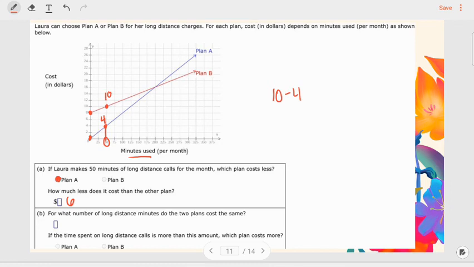Then it says, for what number of long distance minutes do the plans cost the same? Well, where the lines intersect is where the cost is the same. So for 200 minutes, it's going to cost $16 for both plans. They cost the same. And if I plan on spending more than 200 minutes talking, even 225, we can see all of a sudden plan A costs more.